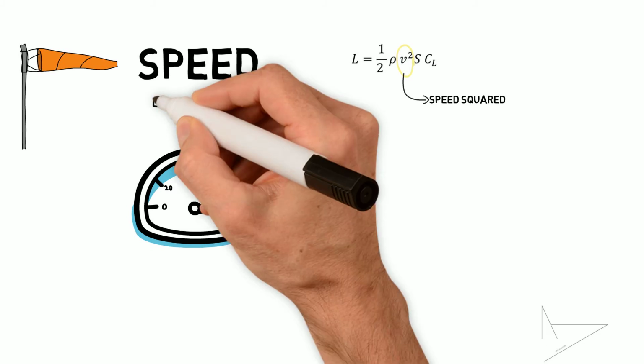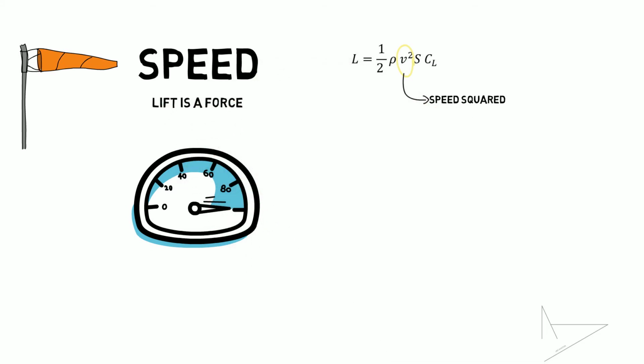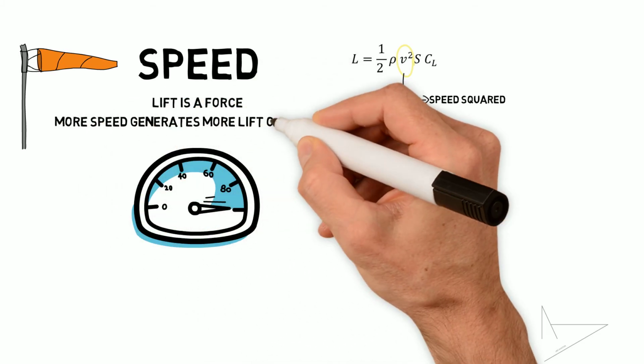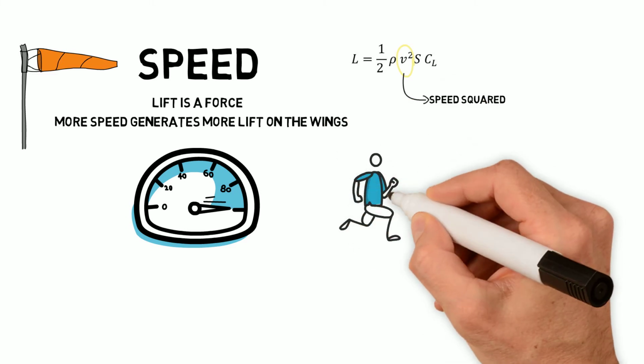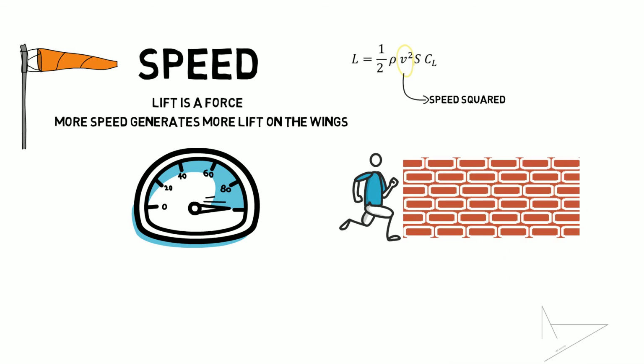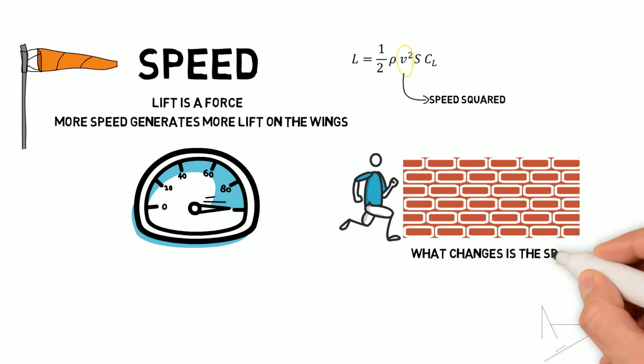This is an easy one to understand if we all agree that lift is a force. If you walk or run towards a wall, the result of the impact will be different. You are the same, the wall is the same. What changes is your speed, walking or running, and obviously the level of pain you feel afterwards.